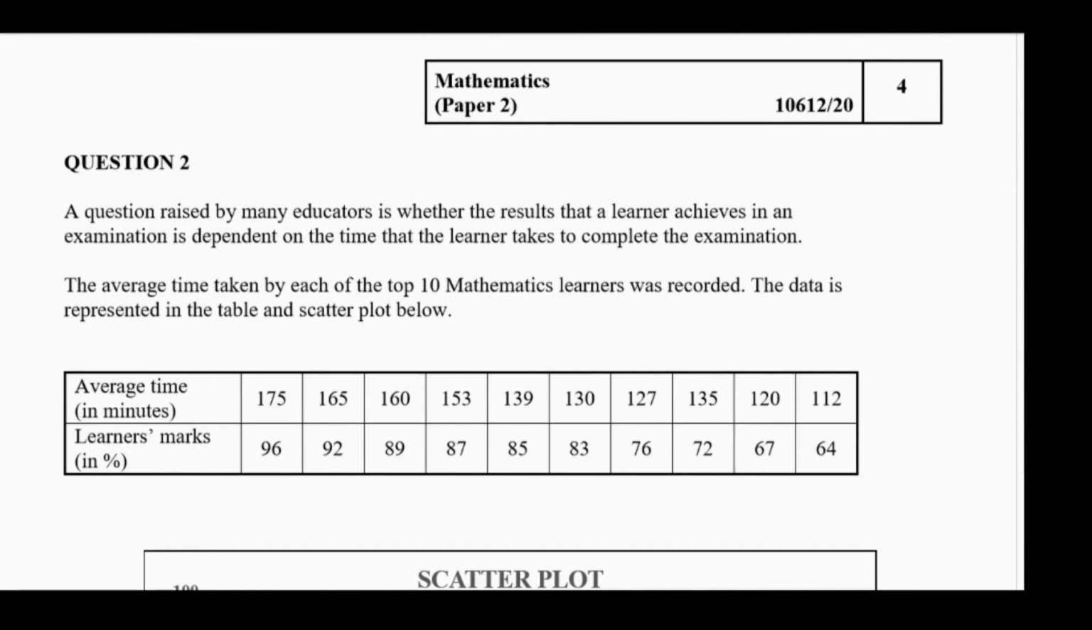Okay guys, so now I'm going to do question 2. So I won't read the entire statement, please read it on your own. But what we have in a nutshell is a top 10 maths learners, whose marks were recorded at a certain time. So this is the time, and these are the marks of these learners, right?